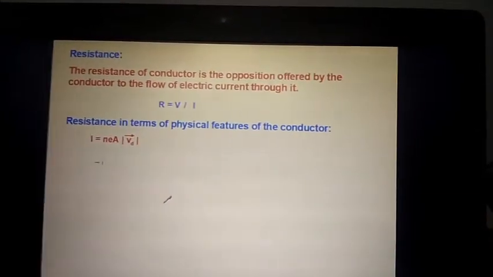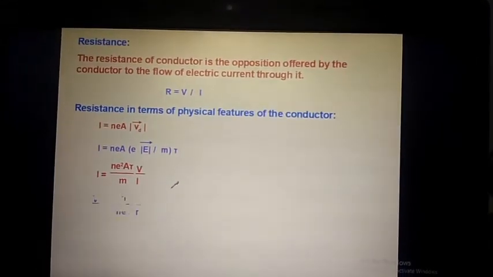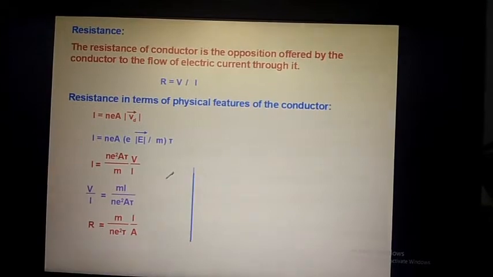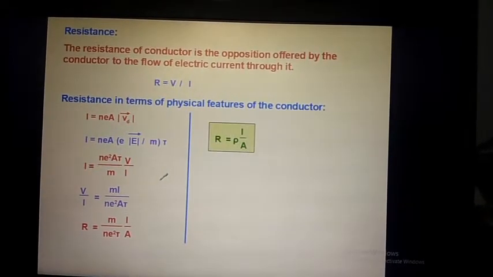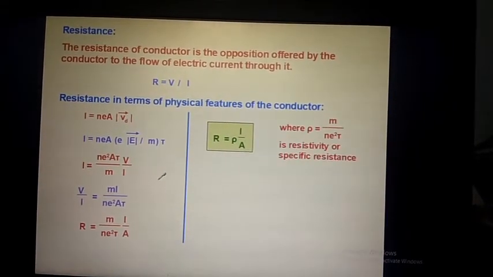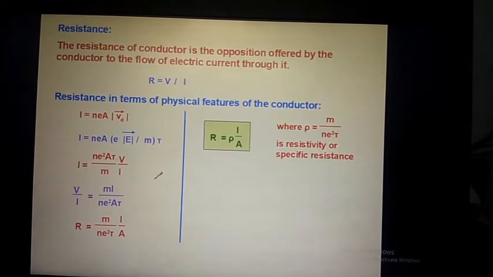We are going to learn an important factor. That factor is called the resistance. The resistance of a conductor is the opposition offered by the conductor to the flow of electric current through it.